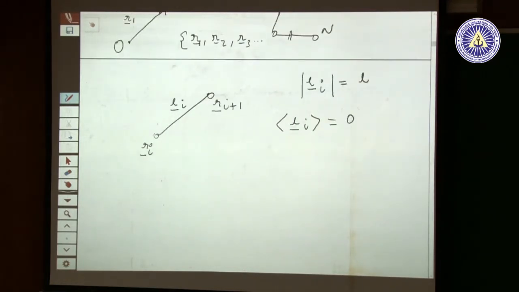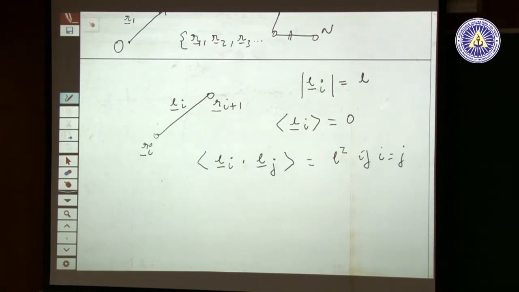And if I took the dot product of Li with Lj, then this would clearly be L squared if i is equal to j. If i is equal to j, then I have just Li dot Li, and since each one has magnitude L, you would get L squared.